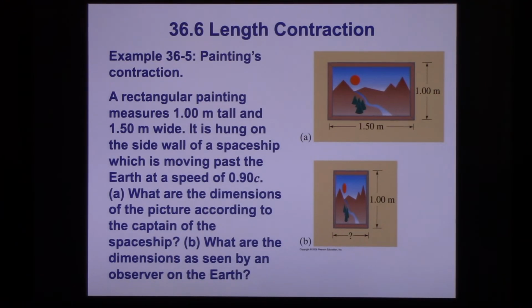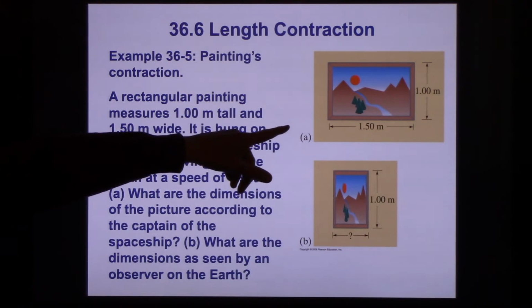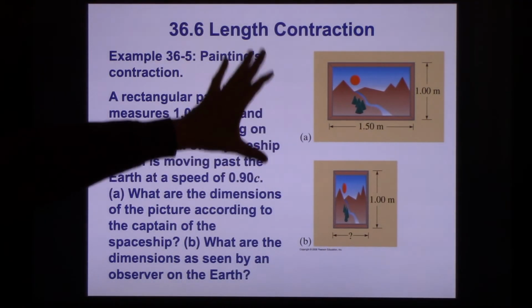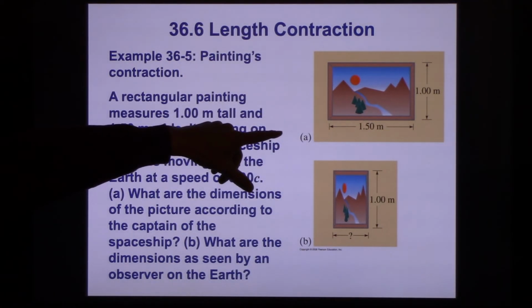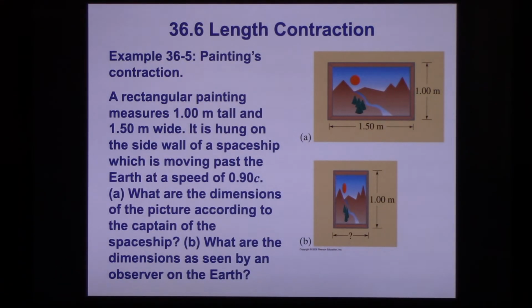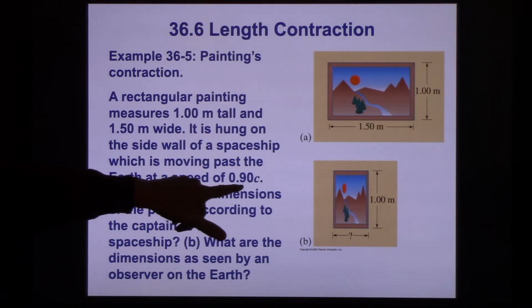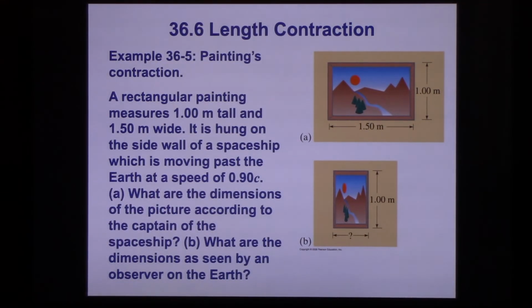Okay, here's kind of a silly example, but it's one that our author likes. Here is a painting. It's 1 meter in the vertical direction, it's 1.5 meters in the horizontal direction. What happens if that painting moves past us at 90% of the speed of light? I'm not even going to see it, right? Because it's going to go by so fast.